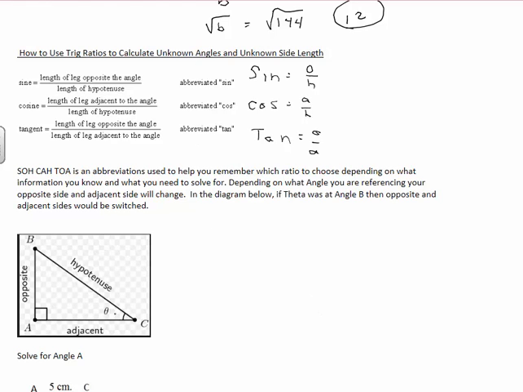So if we're looking for theta, this is our adjacent side and this is our opposite side. If something happens that we decide to look for angle B instead, let's do a little sketch here. If we decide to move theta up there and look for that angle, this side is now the opposite side and this is now the adjacent, opposite to the angle, next to the angle.